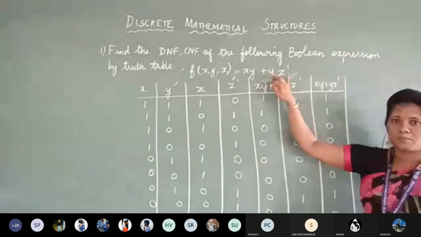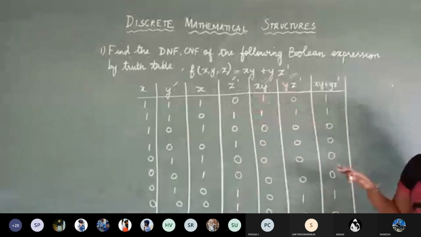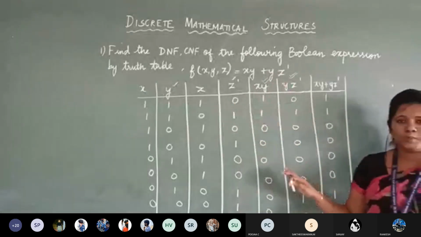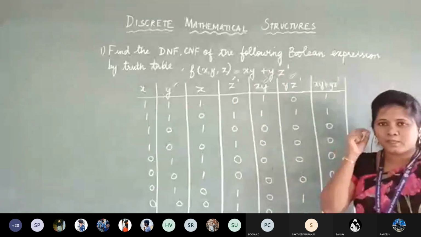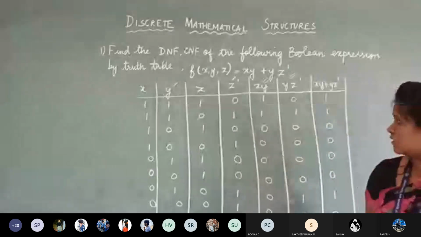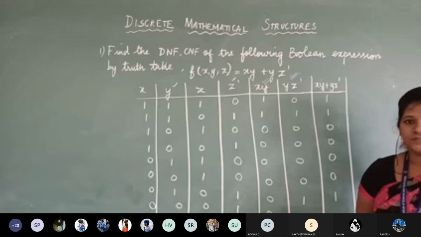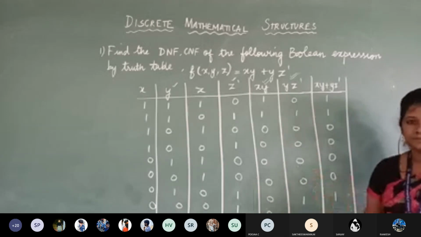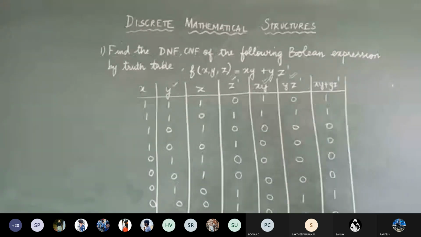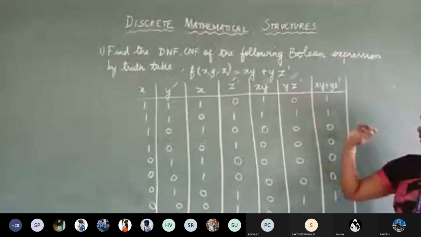They have given you this Boolean expression and they have told you to find out the truth table. Have you understood your truth table? The same thing which you have learned in your data structure is the same thing only we are doing it here. Okay. Next, you have to find out your DNF, CNF. Any doubts in this? Tell me if you've got any doubts. No, ma'am. Okay. Now we'll go on to your DNF and your CNF.